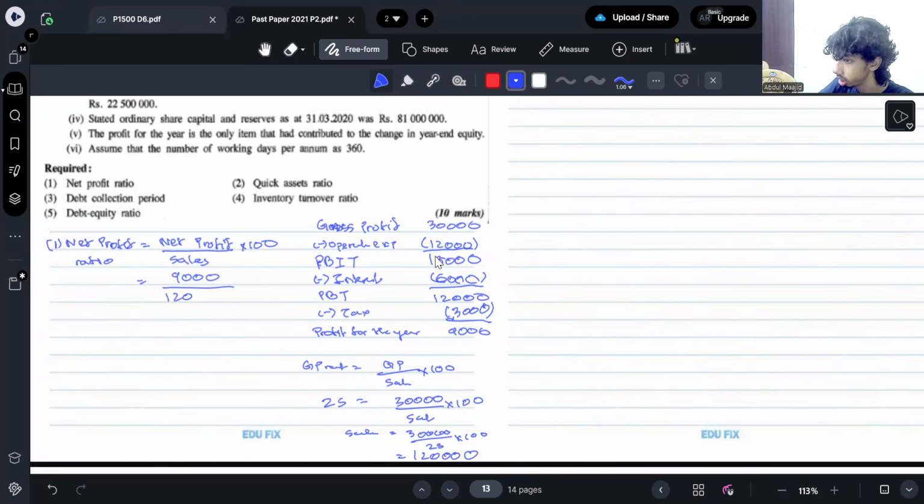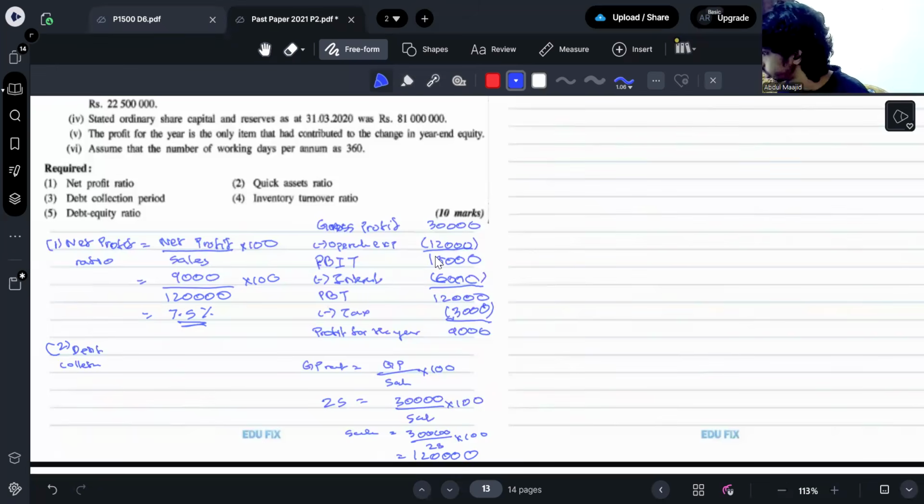So this as workings. Sales 120,000 into 100. And your net profit ratio will be 7.5%. That's the answer. Then the second one, debt collection ratio. On average, how many times do you convert your debtors into cash, right?